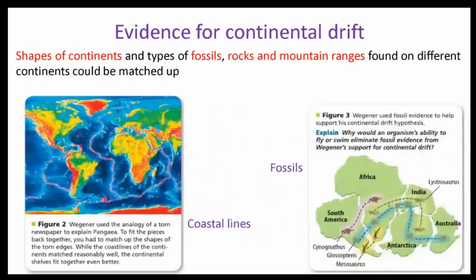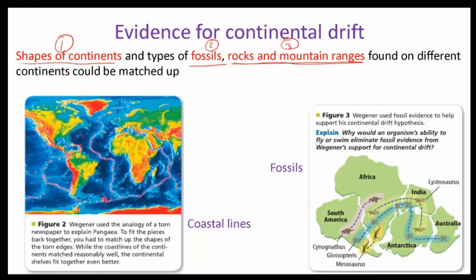What are the evidences that Alfred Wegener used to prove his hypothesis? Number one, the shapes of the continents. He looked at the shapes of the continents and tried to match them up like a puzzle. Number two, the fossils. He tried to match animal fossils or plant fossils from different continents. Number three, the rocks and the mountain ranges in different continents. So let's start one by one.